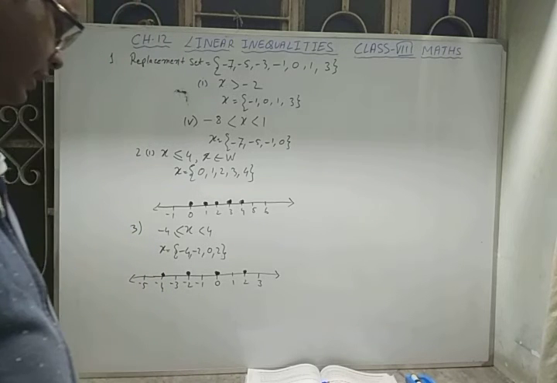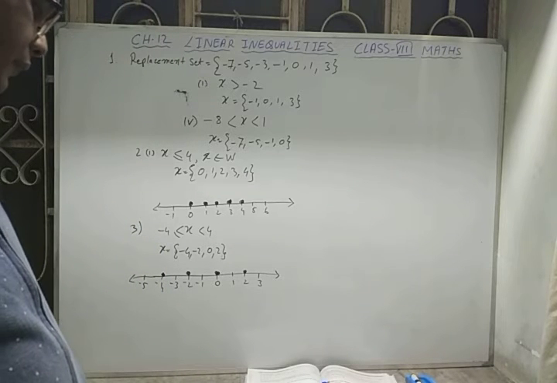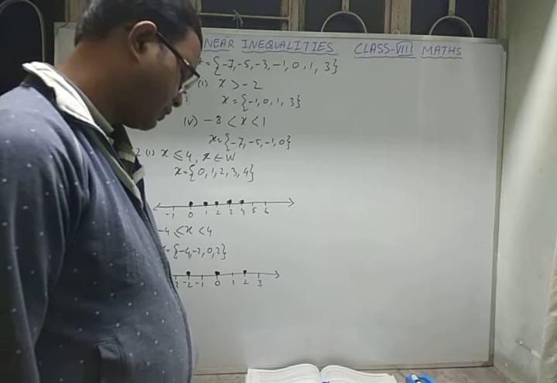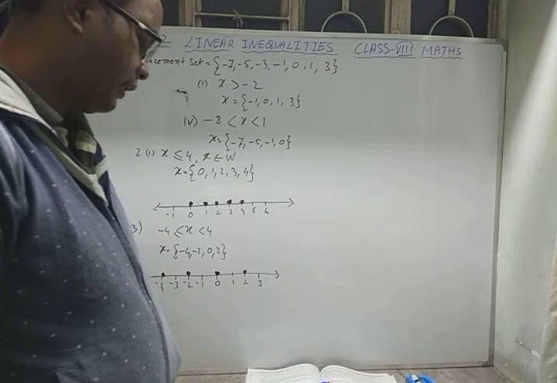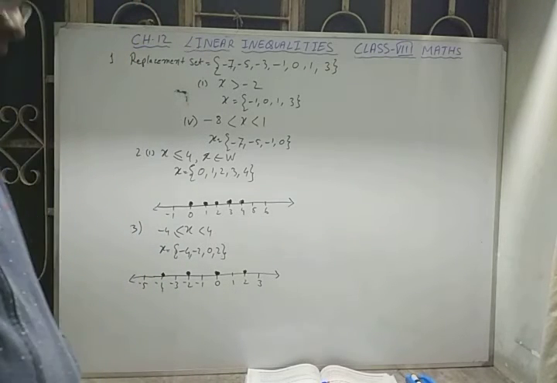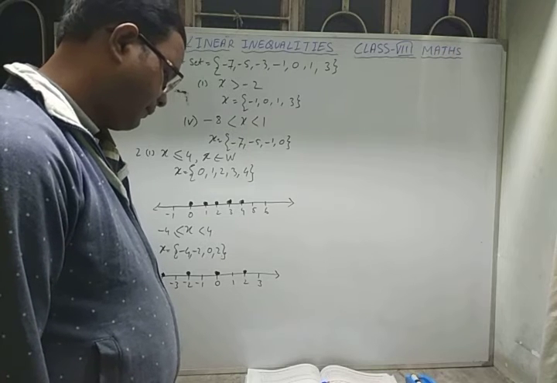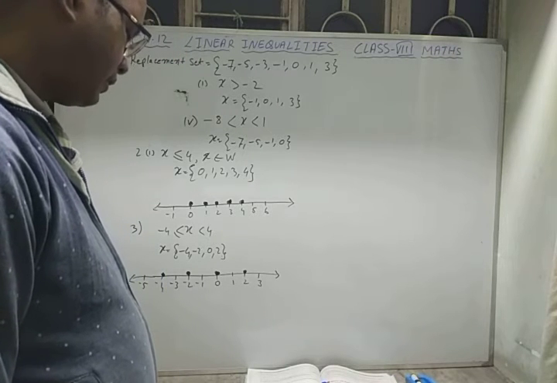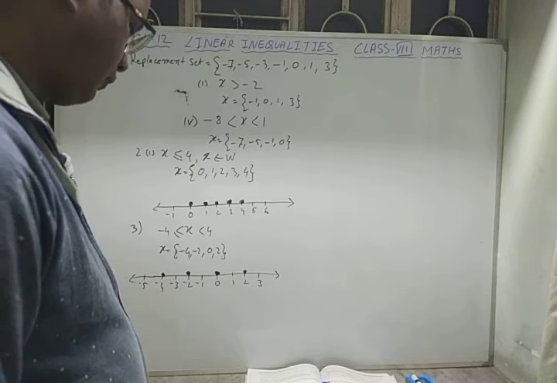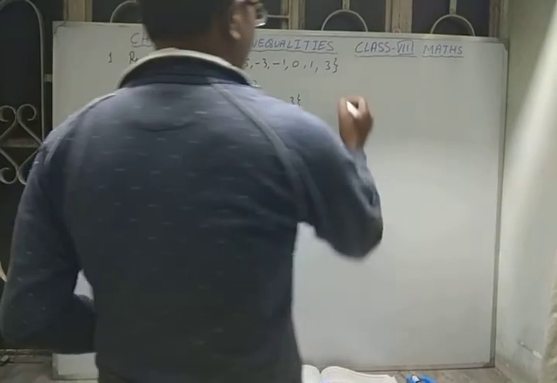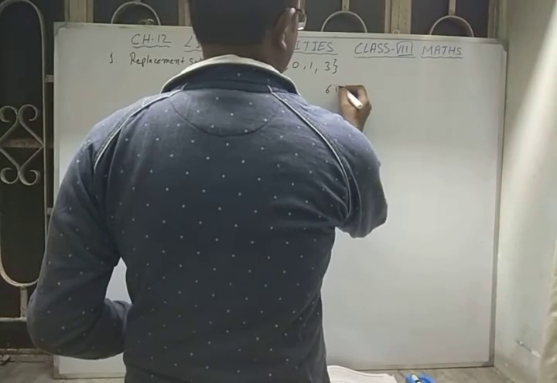Now we move to question number 6. Solve the following linear inequations. You have to solve it and then find the solution set. Here we don't have to draw the number line. In question number 6, I will do subpart 4.